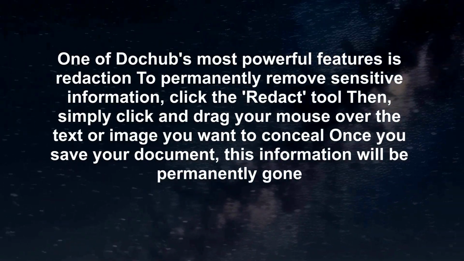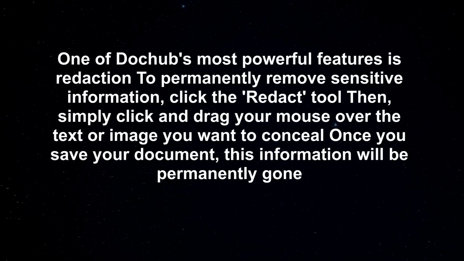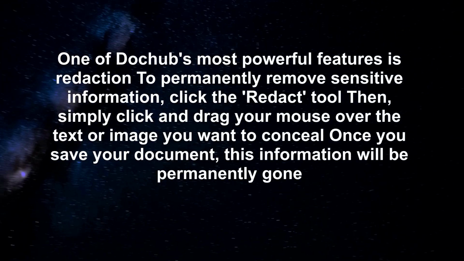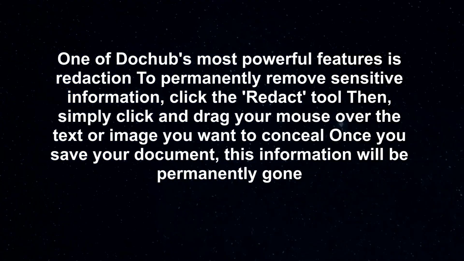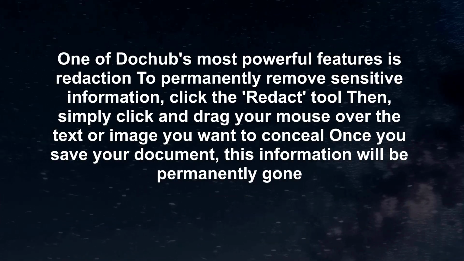One of Dochub's most powerful features is redaction to permanently remove sensitive information. Click the Redact tool, then simply click and drag your mouse over the text or image you want to conceal. Once you save your document, this information will be permanently gone.